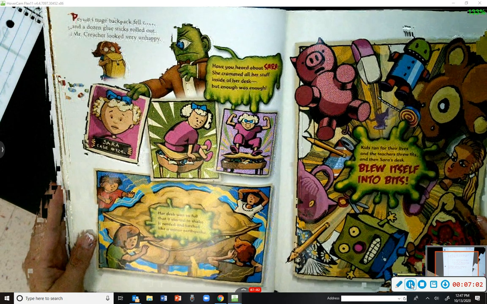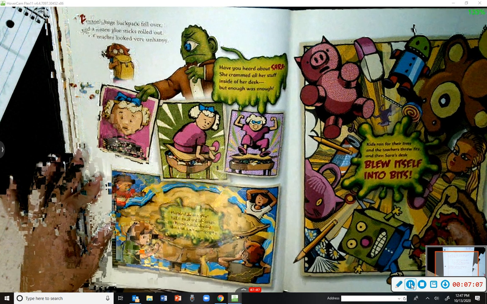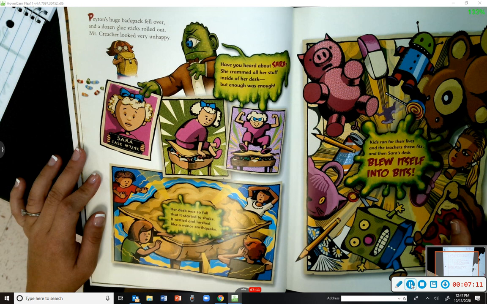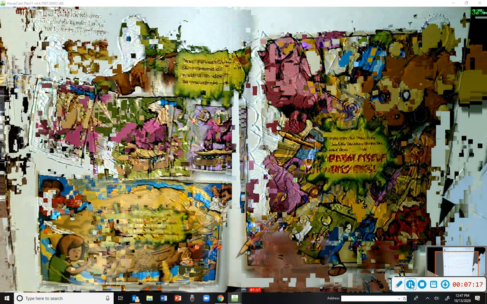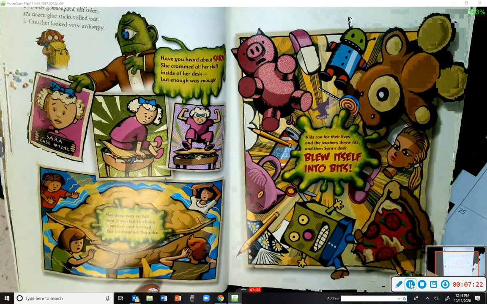Have you heard about Sarah? She crammed all her stuff inside of her desk, but enough was enough. Her desk was so full that it started to shake. It rattled and lurched like a minor earthquake. Kids ran for their lives and the teachers threw fits, and then Sarah's desk blew itself into bits.